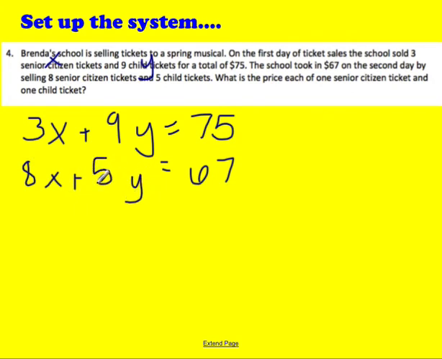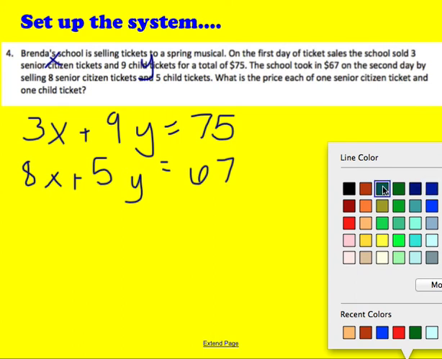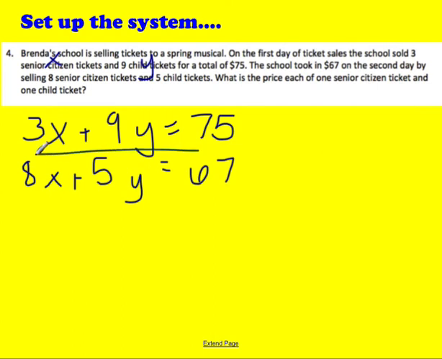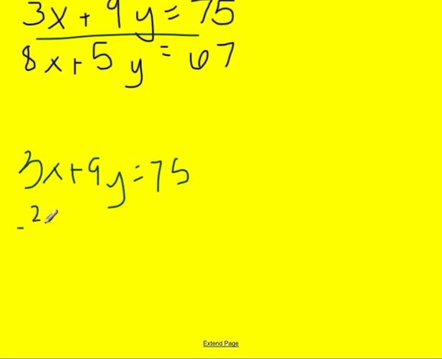So let's go ahead and use this by substitution. So what I'm going to do is take this first equation and solve it for x. So I have 3x plus 9y is equal to 75. So now I'm going to subtract 3x from both sides, solving for x, I mean. So I'm going to go ahead and erase that. Okay, so then I'm going to subtract 9y from both sides.